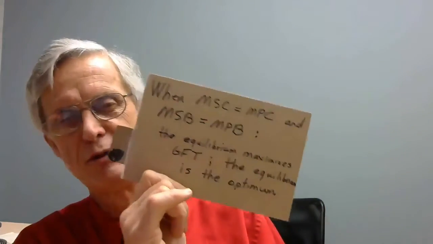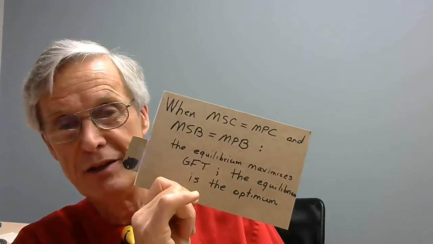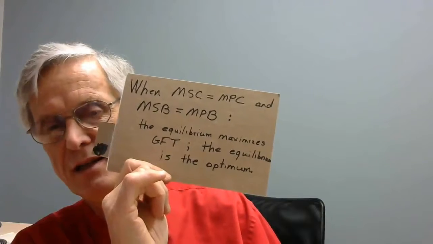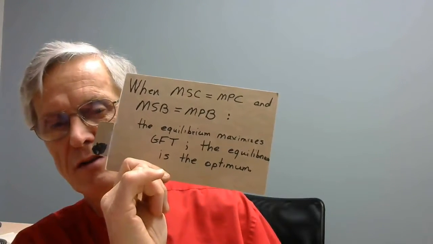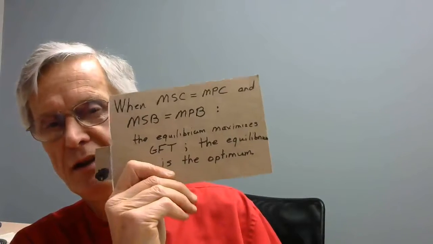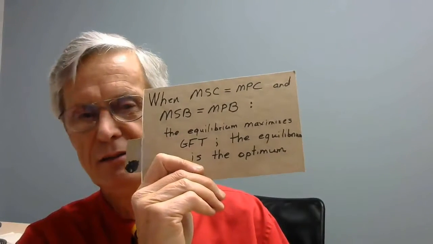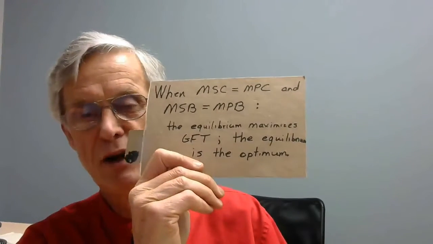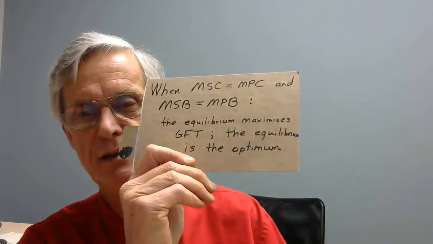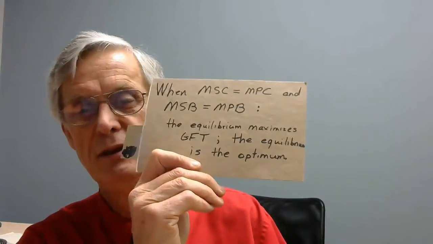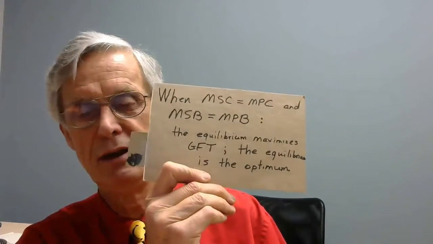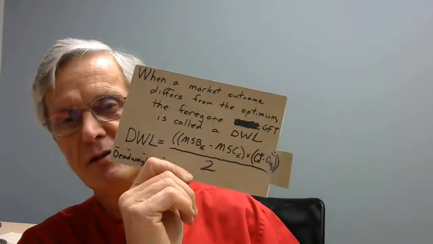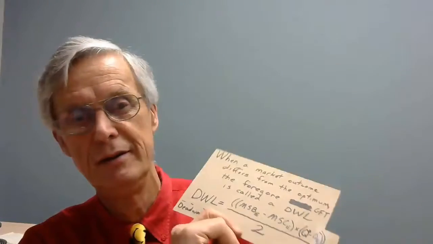To conclude this video: when all the costs are on the decision maker, when MSC, marginal social cost, equals marginal cost, and when all the benefits accrue to the member of society that made the decision that yielded those benefits, MSB equals MPB, then the market equilibrium maximizes the gain from trade. And then the equilibrium is the optimum, and the equilibrium yields no deadweight loss. The deadweight loss results when the optimum isn't the equilibrium.